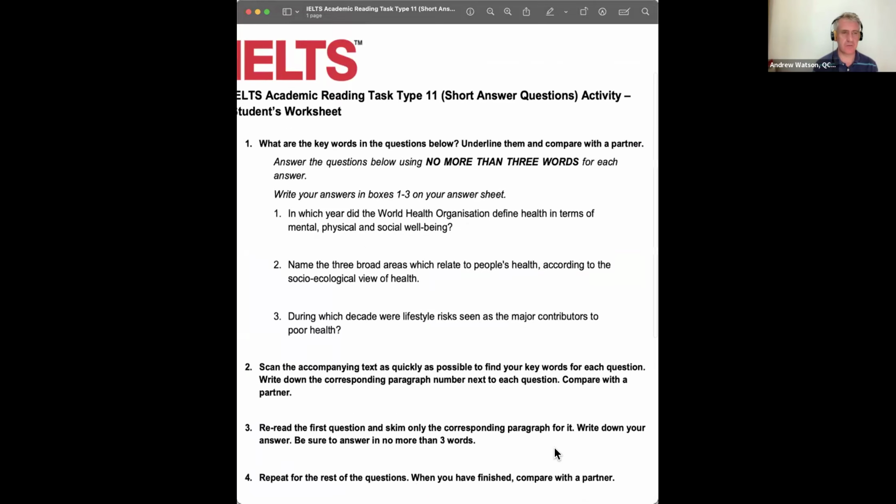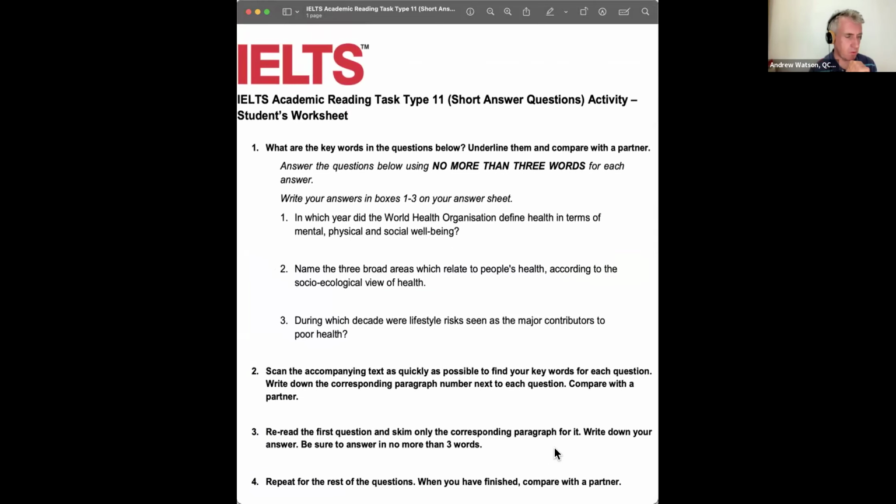Now, the procedure for answering this type of question is to identify the key words in the question and then scan the text for the corresponding section. As the answers will usually be located in text order, they can move through the passage without too much repetition. They then skim the corresponding section to find the correct answer.